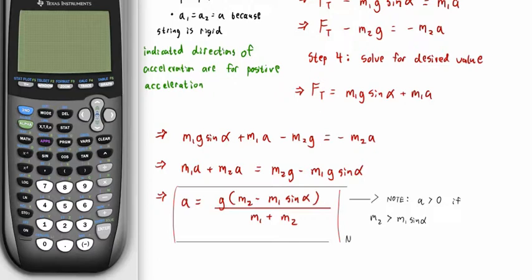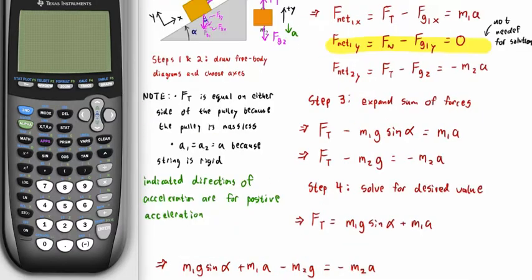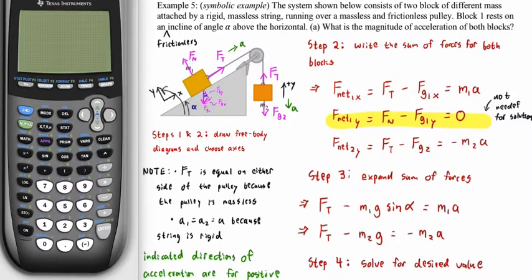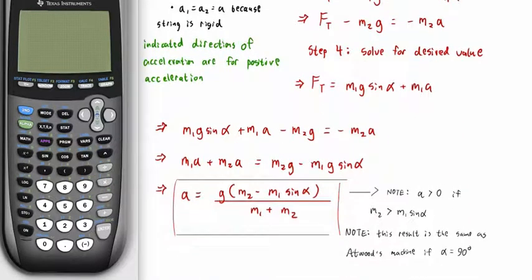Also, the other big note I want to mention here is that this result is the same as an Atwood's machine if alpha equals 90 degrees. Okay? Well, if you think about it, since this is a frictionless incline, if we were to make alpha 90 degrees, if it was to go all the way up there, then alpha just becomes a wall. And since it's frictionless, it's not actually doing anything on the system. And so then it might as well just be air. And then we just have two blocks hanging on either side of a pulley, which is, by definition, an Atwood's machine. So the result makes sense. Hopefully you find it interesting. And thank you.